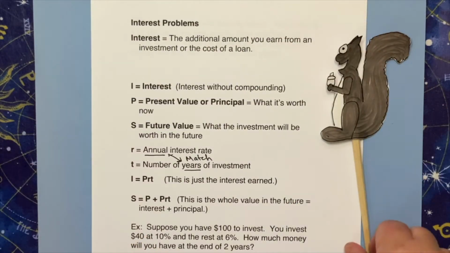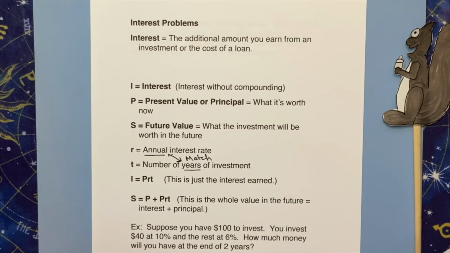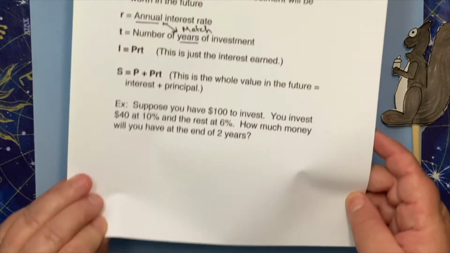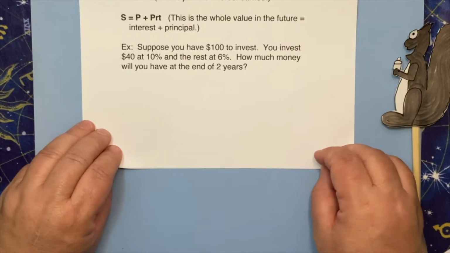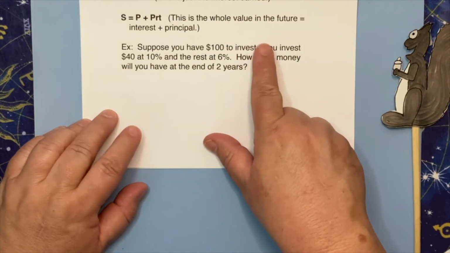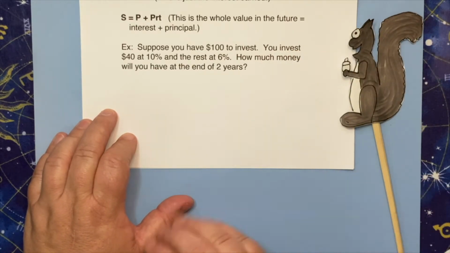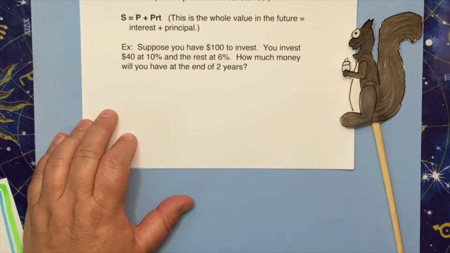So let's go on down. I'm going to squish this up. Okay, so our friend Mr. Squirrel, Farmer Squirrel, has $100 to invest. You invest, and then this is going to be interesting. Mr. Squirrel has two opportunities. You invest $40 at 10% and the rest at 6%. How much money will you have at the end of 2 years?